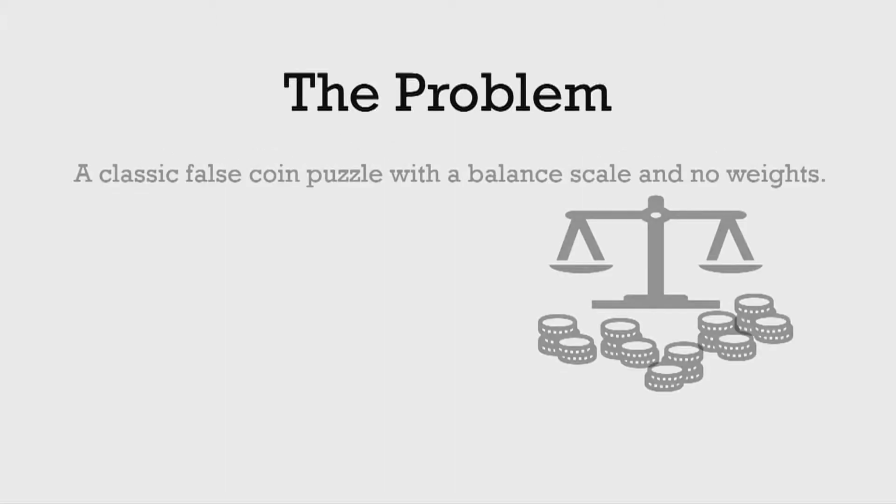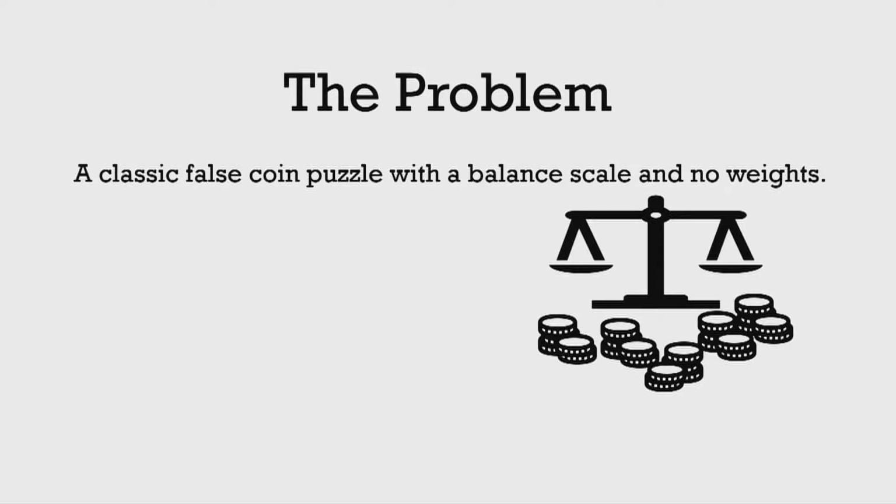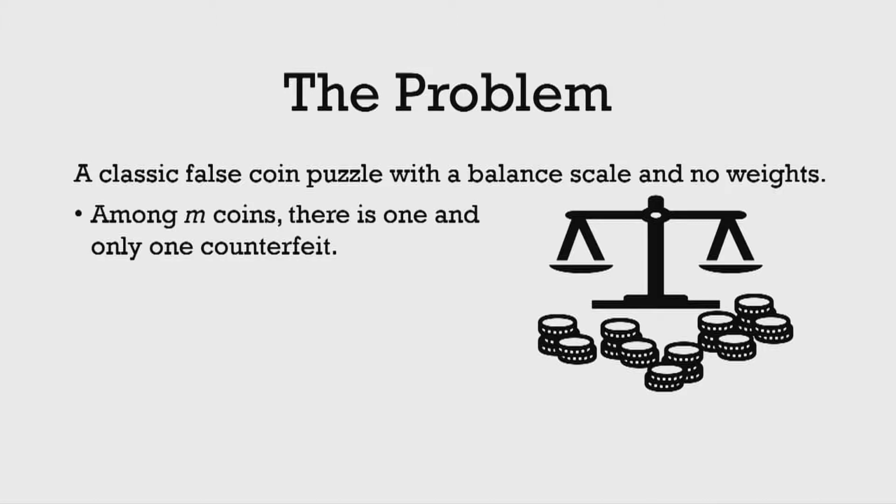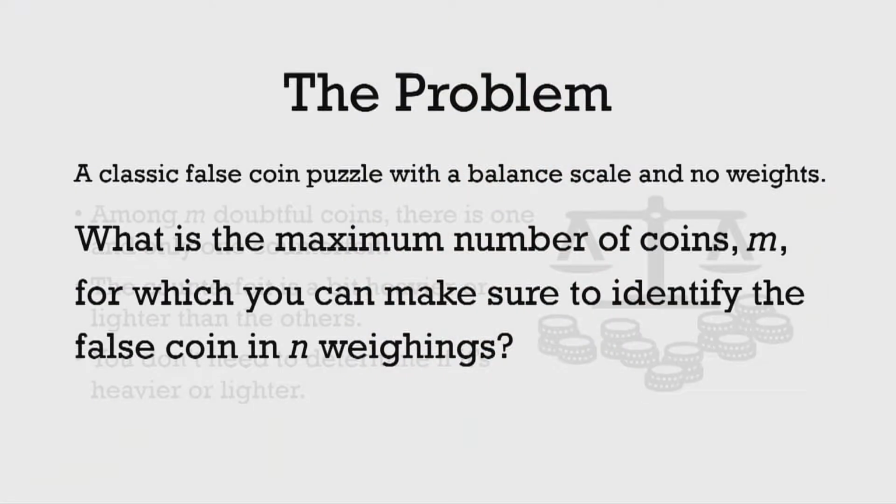Our problem is a classic false coin puzzle with a balanced scale and no other weights. Among M coins, there is one and only one counterfeit. The counterfeit is either a bit heavier or lighter than the others. You don't need to determine whether it is heavier or lighter. The question is, what is the maximum number of coins M for which you can make sure to identify the false coin in n weighings?